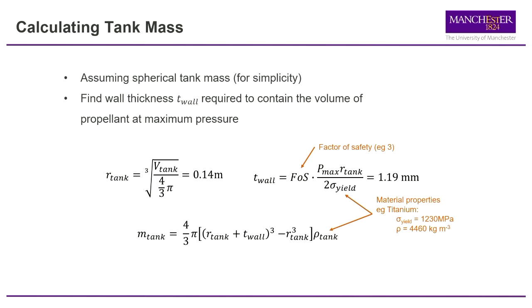Again, Google your notes. Various different sources will be able to provide you with these really fundamental equations for how we get from the required volume of a propellant at a certain pressure to the wall thickness that's required to contain that safely. So we've started to include a factor of safety in here, and we've included some parameters of the material, so density and yield stress.